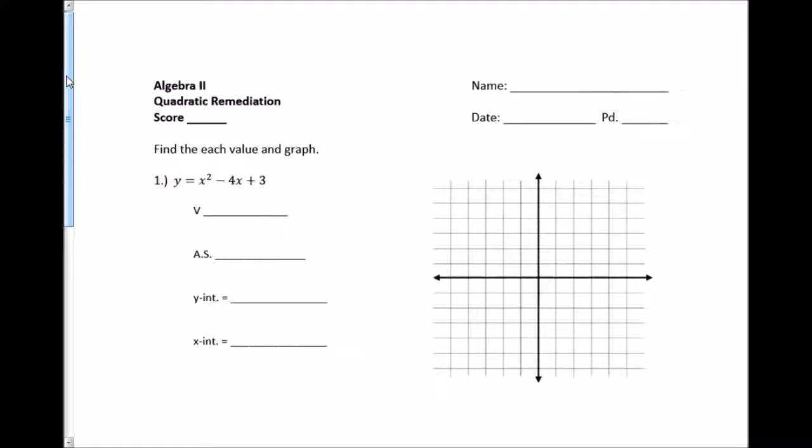Hi there, folks. Today we're looking at a couple problems that deal with quadratics. For those of you who have fallen a little bit behind, we're going to do a couple of these selected answers. So here we go.